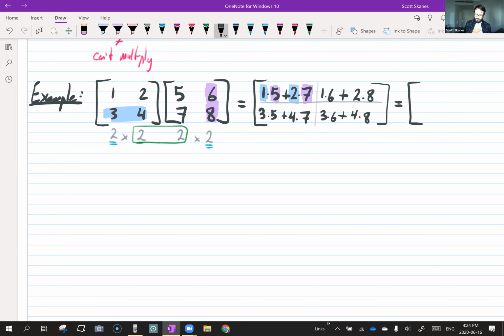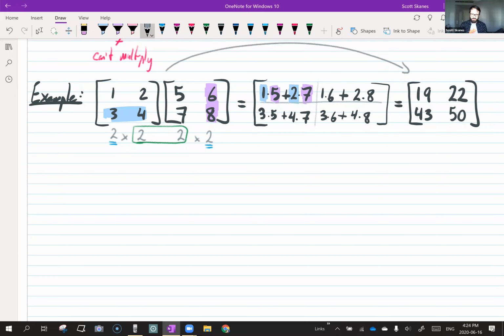Normally, I don't show every step. So in this case, I would have done 1 times 5 plus 2 times 7. That would have just given the 19 directly. And I'll do the next one. 1 times 6 plus 2 times 8, 22. 3 times 5 plus 4 times 7, 43. 3 times 6 plus 4 times 8, 50. So normally when I do this, especially if I'm doing it on my own, I jump straight to this because I'm doing it on my calculator as I go. But for you, of course, I want to show every step for now.